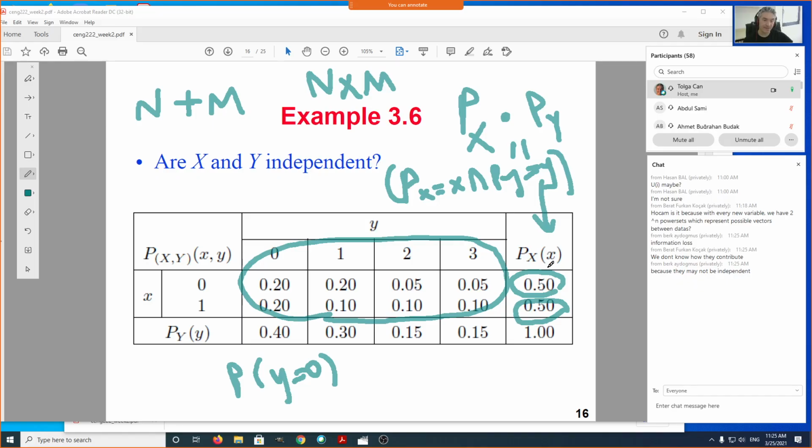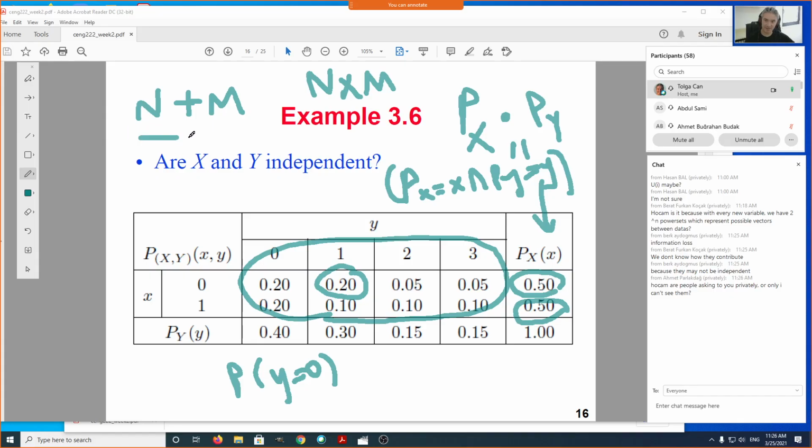If they're not independent, for example, 0.5 and 0.4, you multiply these together, you get 0.2. Nice, it seems like they're independent, but you have to do this check for all of them. For example, look at this one, 0.5 and 0.3. If you multiply these two, what do you get? 0.15. But what do you have here? 0.20. What does this tell us? These two random variables, x and y, are not independent from each other. When they're not independent, that's exactly the information loss we have here.